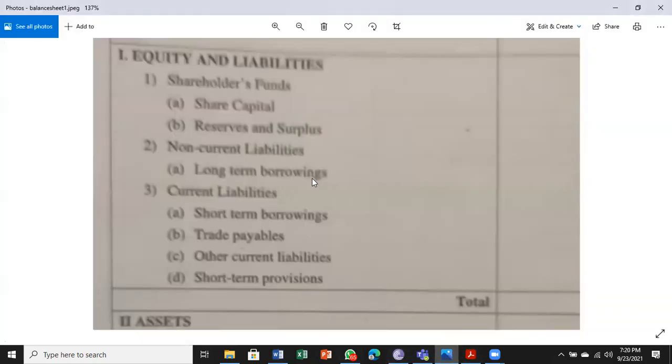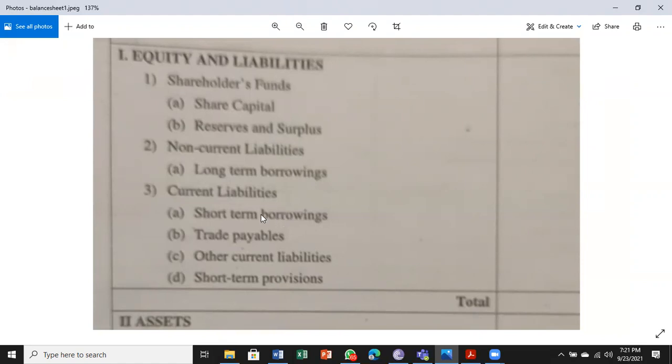So long-term borrowings is done. Now I'll get into the current liabilities. Current liabilities means amounts payable by the company, but the time available for them to pay is less than 1 year. That may be 1 day, 1 week, a few hours, a few months, but not more than 1 year. The company does not have more than 1 year to repay. All such payments to be made are called current liabilities.